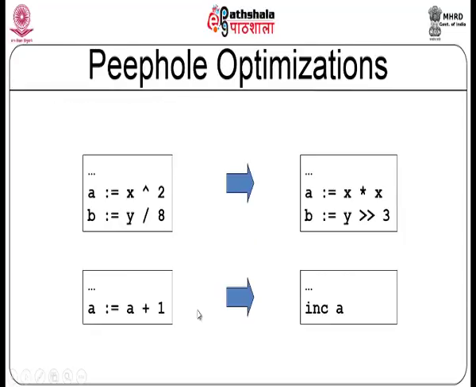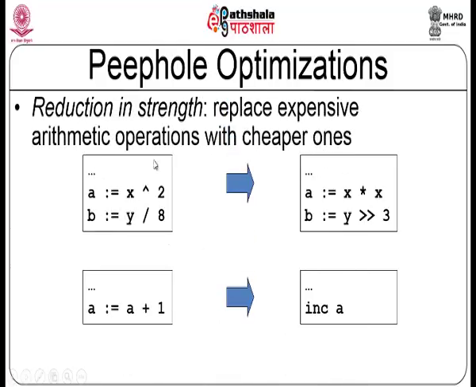The next one is algebraic simplification, and this is in the context of use of machine idioms. So A is algebraic simplification and use of machine idioms. Reduction in strength is what is done here. A is equal to x power 2 and B is equal to y divided by 8. Now x power 2 is nothing but x into x. I am replacing power computation by a simple multiplication, and this is y divided by 8. Now division by 8 is nothing but right shifting by one position. Okay, dividing by 2.